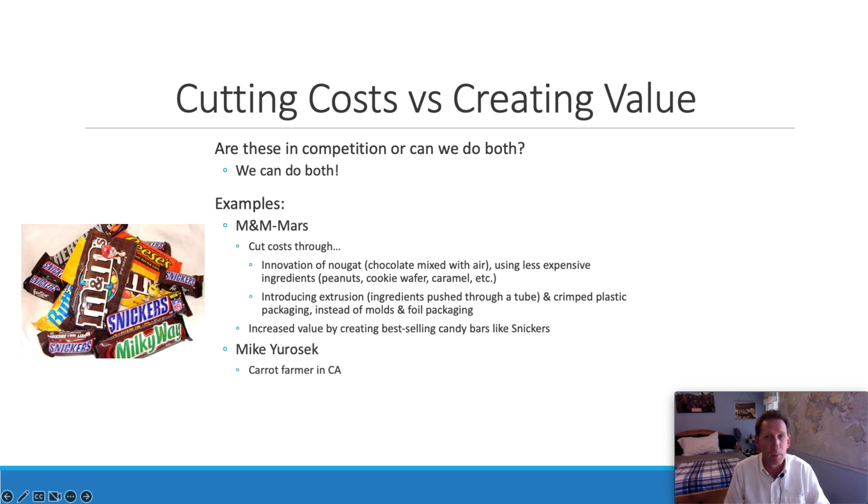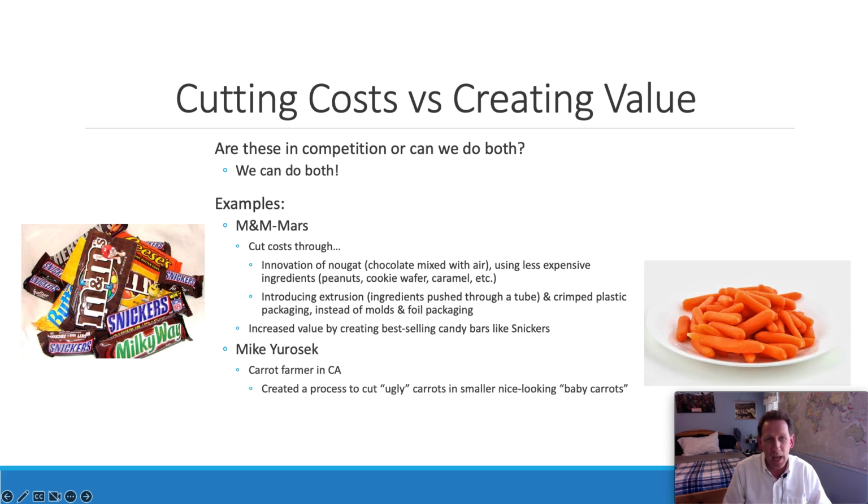Another example is Mike Urasek. He was a carrot farmer in California. When you go to the supermarket, you think of these nice long carrots, well, they don't come out of the ground that way. Not all of them come out of the ground that way. And so Mike figured out that he could take those ugly carrots, right, and he could cut them down. He created this process, taking these ugly carrots and cutting them down into smaller baby carrots. He took them to the marketplace and customers loved them, and so they just bought them up. They had a high value.